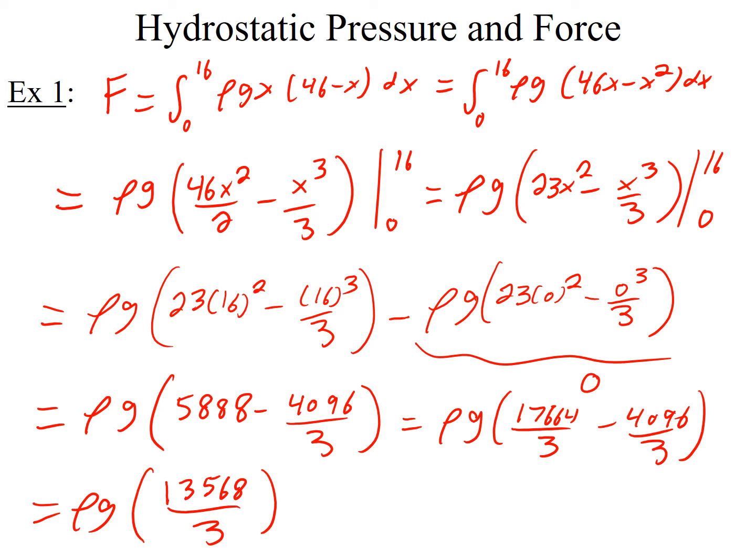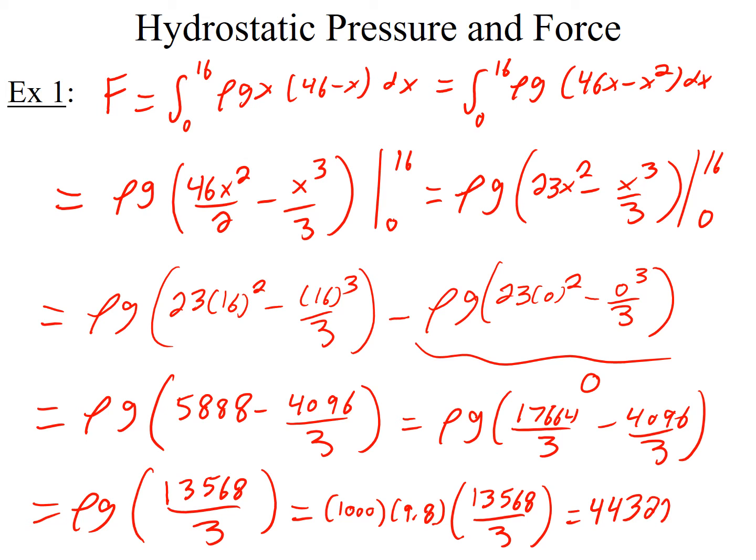And then if you go ahead and plug in that rho is 1,000 and g is 9.8, and you multiply that with 13568 over 3, you get a pretty big number here, 44322133.33, and this will be newtons. Yeah, so that's how that one goes.